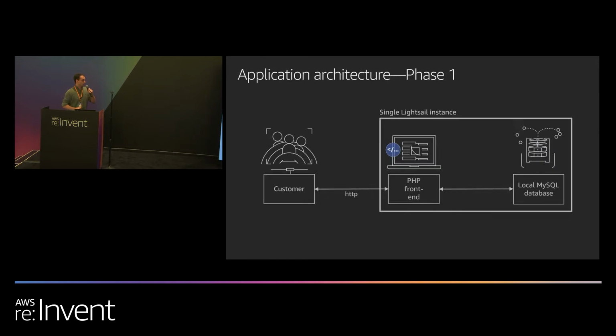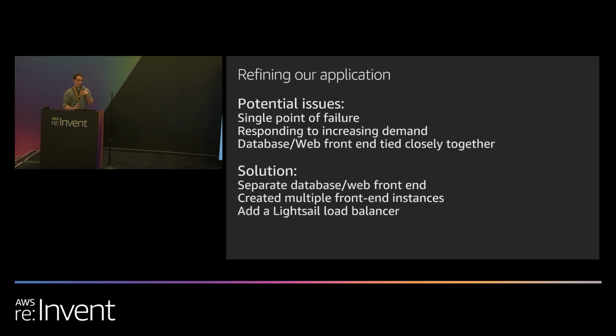So what did we just do? We created a single instance monolithic app. We have a PHP front end and then a local MySQL database. But again, this is all on one instance, which can pose some potential problems. It's all in one instance, so there's a single point of failure. It can't really respond to increases in demand or traffic. And the front end and the back end are tightly coupled together, which isn't ideal for scaling. So we can address all these on Lightsail, and that's exactly what we're going to do right now.